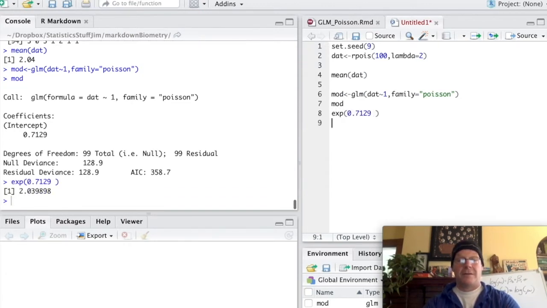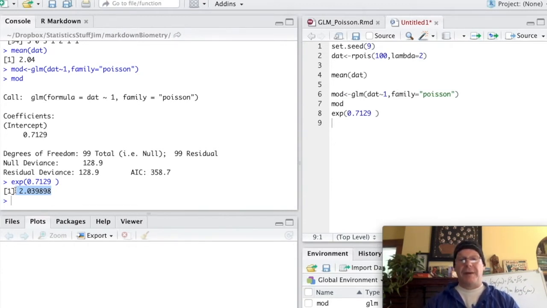And there we have it, 2.039898. Okay, and so I mainly did this, just like we did with the binomial error structure, so that we feel comfortable about how we should be interpreting those parameters, and reminding ourselves that the parameter estimates are done using this link function, and so we would need to transform them if we want to understand them in the units at which we might want to describe things.